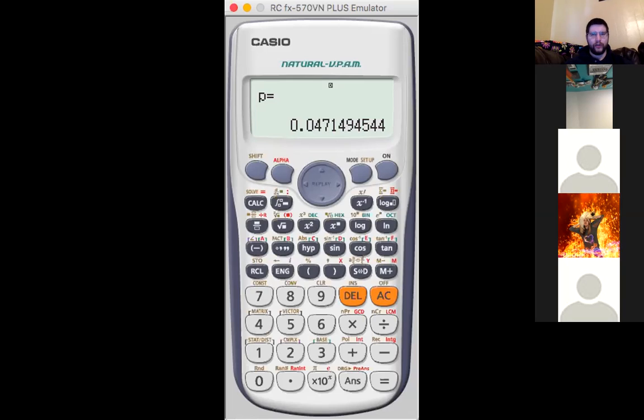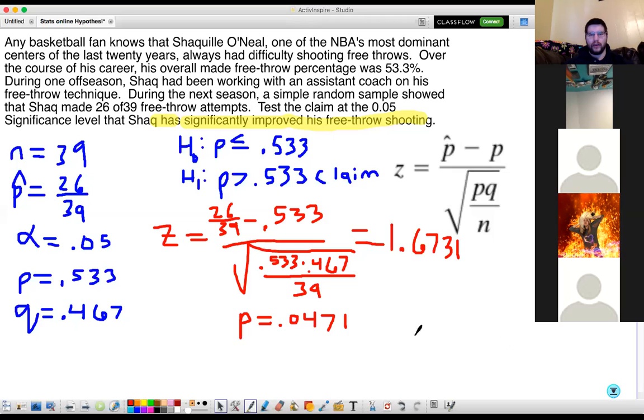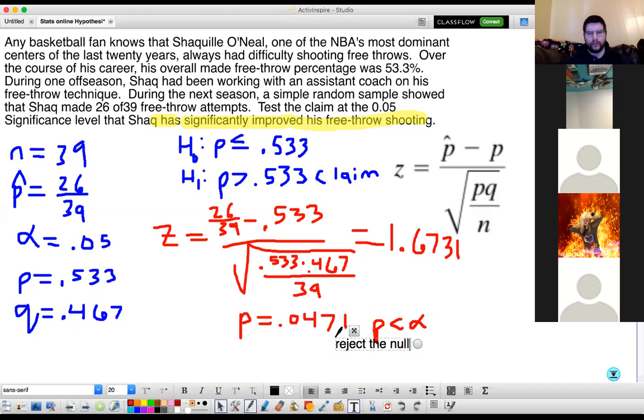So now that we have our p-value, we can write our first conclusion. P in this case is less than alpha, barely, but it's still less than alpha. So that means we reject the null. Anytime P is less than alpha, we reject the null. Okay. So now we're done with that.